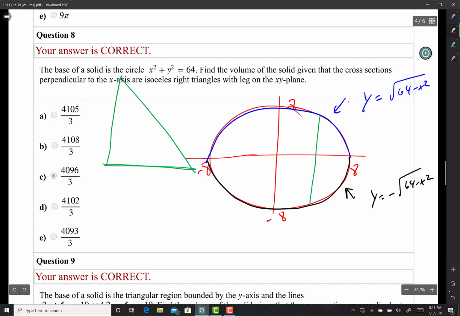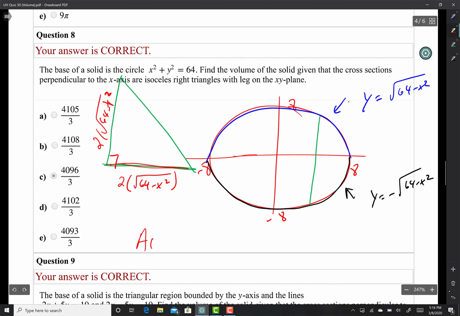All right, so now we're good. This total distance here is that cross section, and that distance is going to be twice, so I'm going to write 2 square root of 64 minus x squared. You can always do upper minus lower, and you can see that they would add up. So that means this guy as well, 2 square root of 64 minus x squared. And that's all you need, because you know it's an isosceles right triangle.